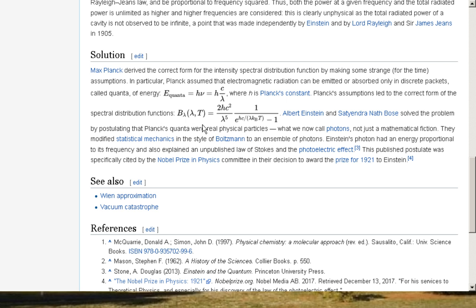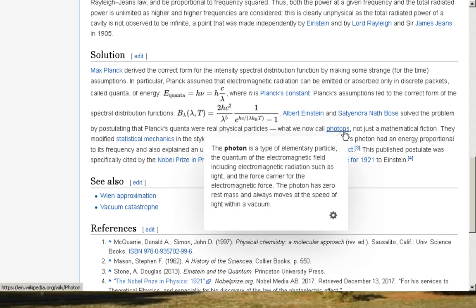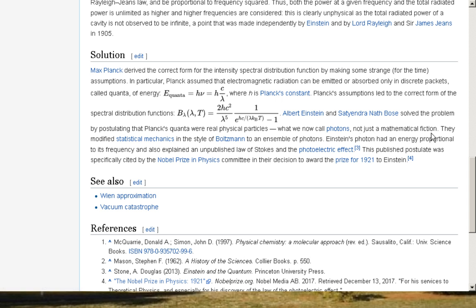The correct form of the spectral distribution. Bose solved the problem by postulating that Planck's quanta were real physical particles, what we now call photons, not just a mathematical fiction. They modified statistical mechanics in the style of Boltzmann to an ensemble of photons. Einstein's photon had an energy proportional to its frequency.